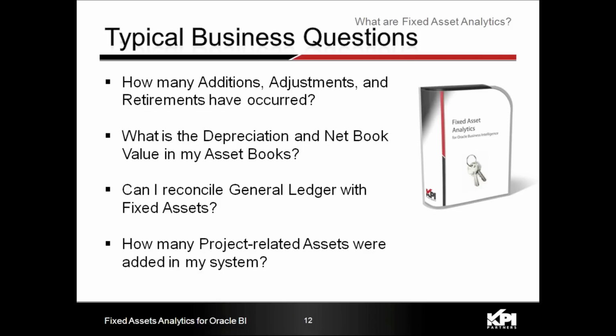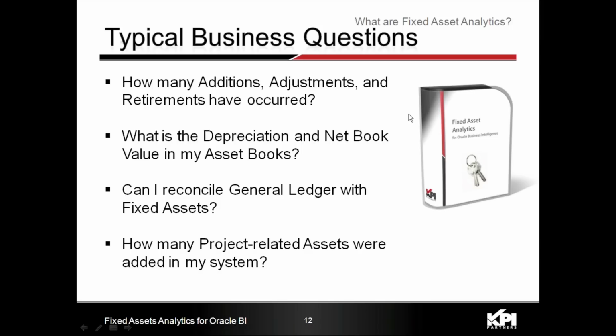What is the depreciation and net book value in my asset books? Again, depreciation and net book value go hand in hand. Net book value is nothing but what is the cost of the asset as of today. So the truck which costed me $10,000 on day one was worth only $8,000 after 2 years, which means after 2 years, the net book value of this asset was $8,000. So we have built reports which will exactly help customers to analyze this set of information.